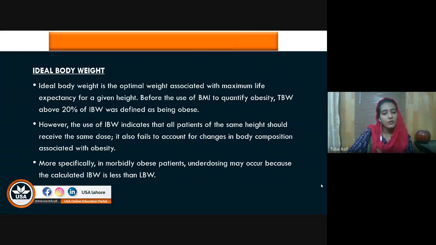However, the use of ideal body weight indicates that all patients of the same height should receive the same dose. It also fails to account for changes in body composition associated with obesity. More specifically, in morbidly obese patients, underdosing may occur because their calculated ideal body weight is less than their actual body weight.